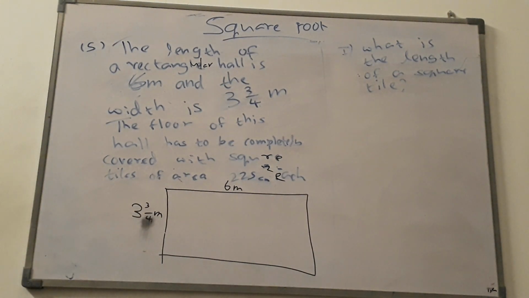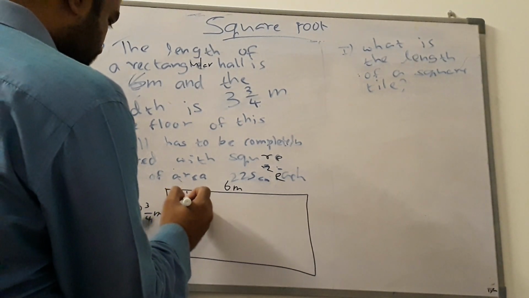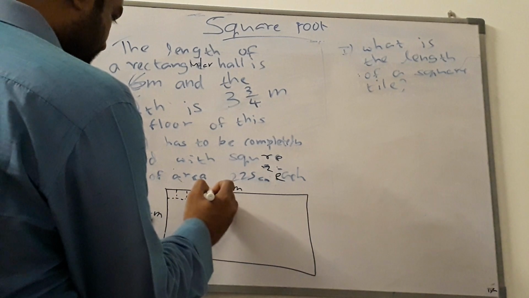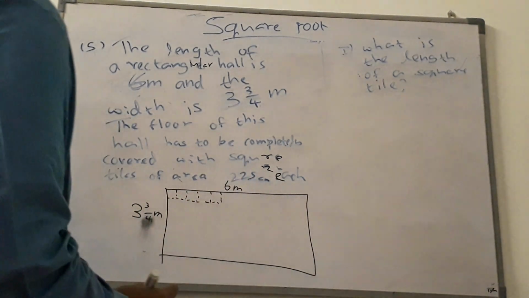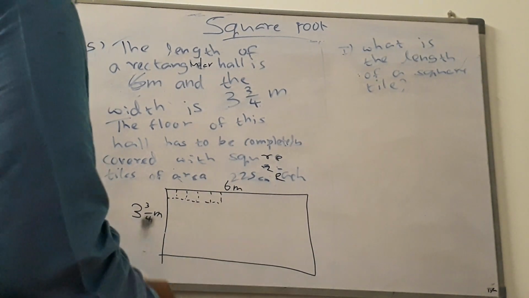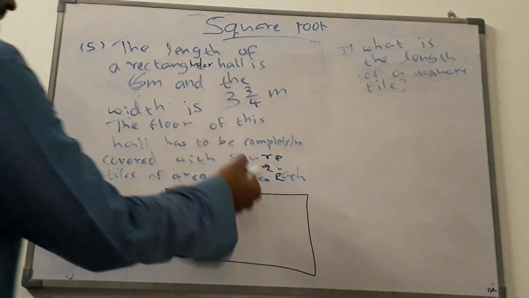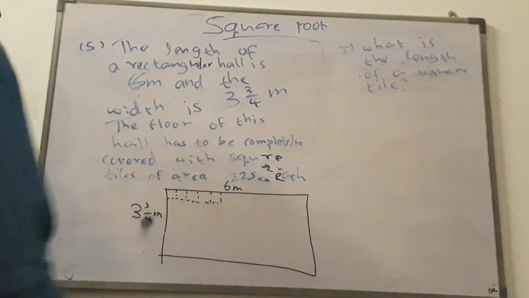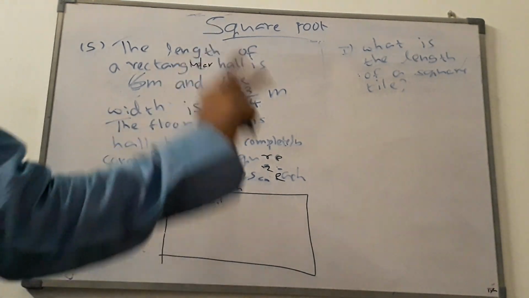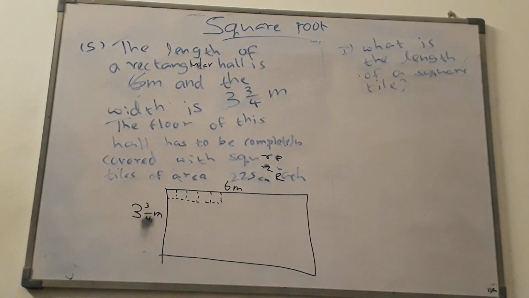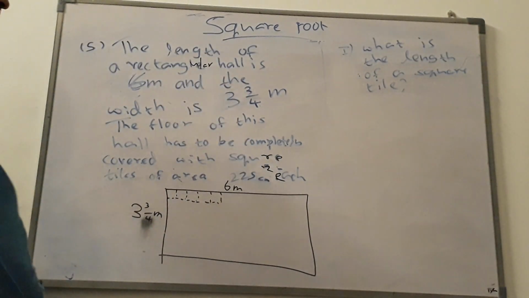Okay, and the floor of this hall has to be completely covered with square tiles. So we have to cover these with square tiles, very small square tiles. And it is said square tiles of area 225 centimeters square. Okay, the measurements are given in meters. But when it comes to square tiles, it is given in centimeters. And our first question is, what is the length of a square tile?